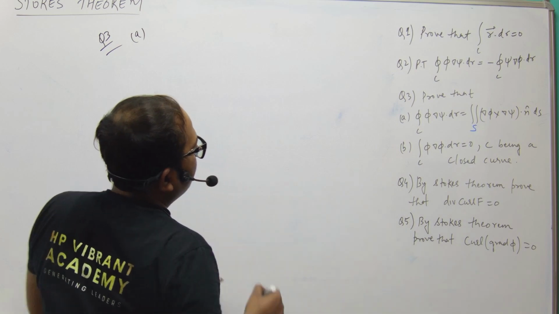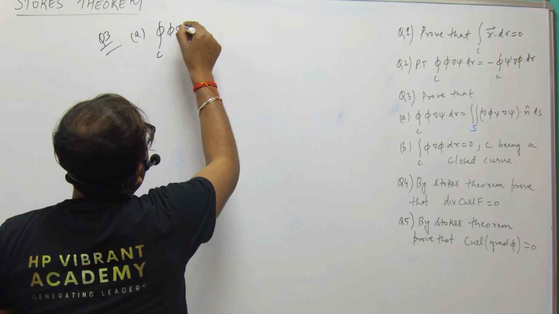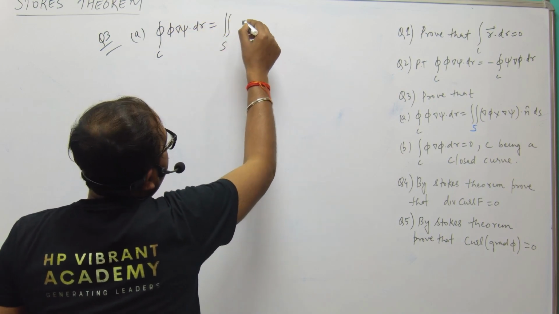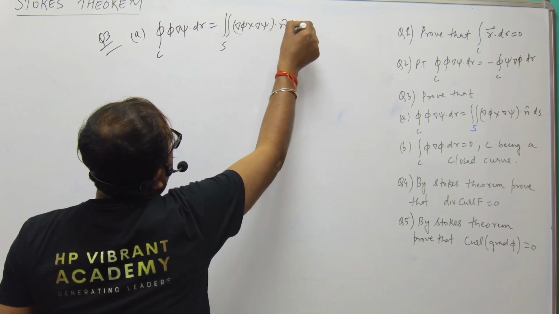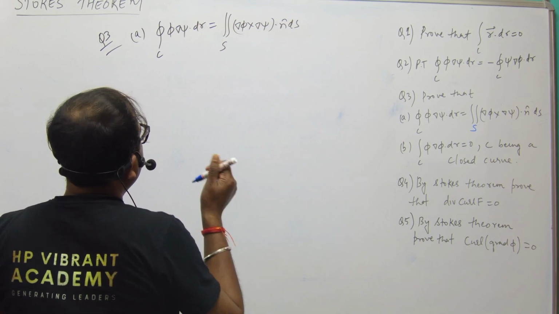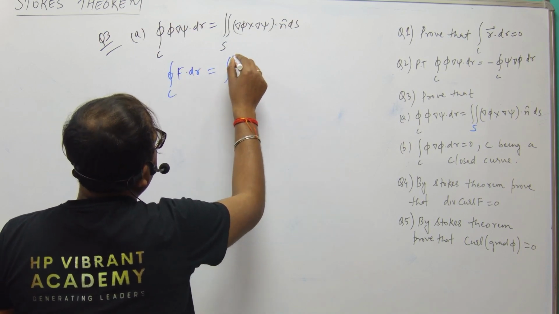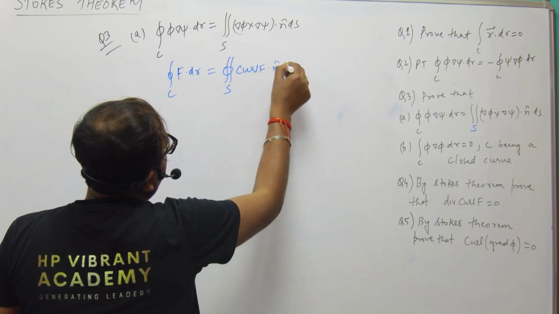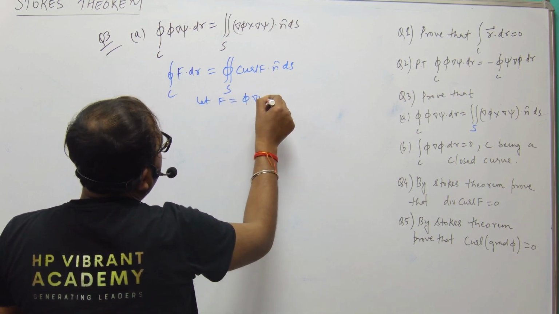Question number 3 part A. So the line integral along the curve C of phi del psi dot dr is equal to the surface integral along the surface S of del phi cross del psi dot n cap dS. Let us solve this. From Stokes theorem we have the integral of f dot dr along the curve C equal to the surface integral along the surface S of curl of f dot n cap dS. So let f be equal to phi del psi.